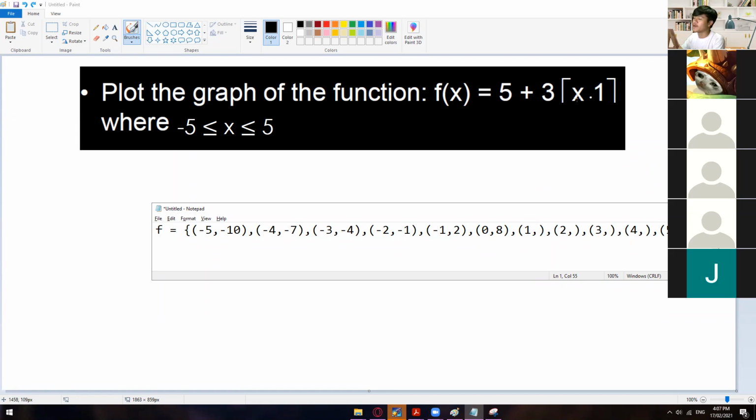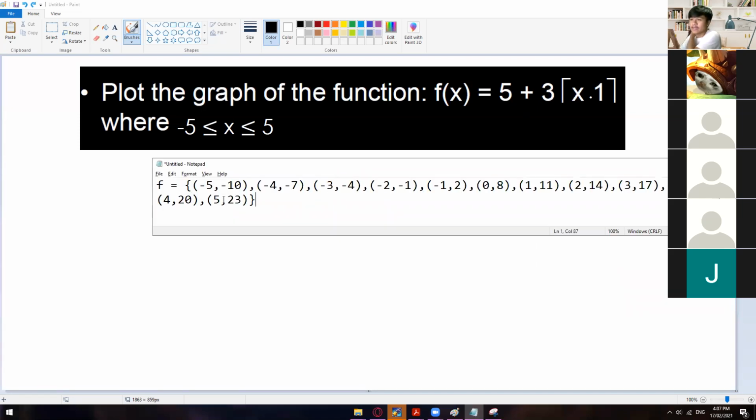So 1.1 is 2. So 2 times 3 is 6, and 6 plus 5 is 11. As you can see, it incremented by 3 again. So 11 will become 14, 14 will become 17, 17 will become 20, and 20 will become 23. All right, and here is our list of ordered pairs now.